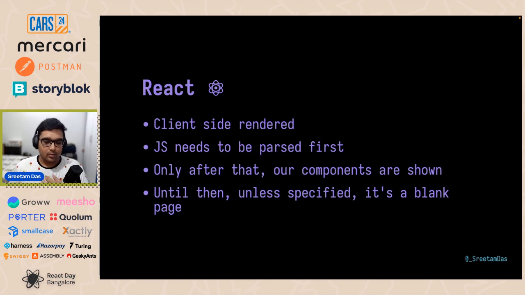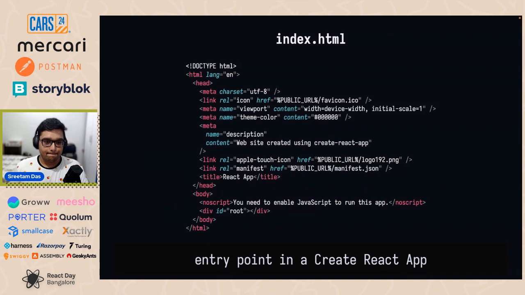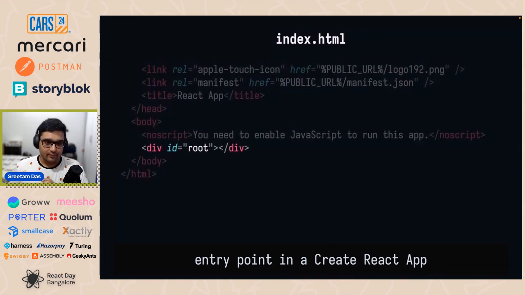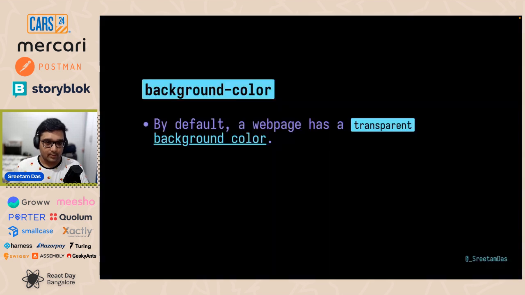To show you what I'm talking about, let's look at what the Create React App entry point looks like. If you've opened your public folder, there is a file inside it called index.html. In particular, you'll see just a single div with the ID root, wherein we basically load up our entire React app. So let's go back. Why is the page here completely white?